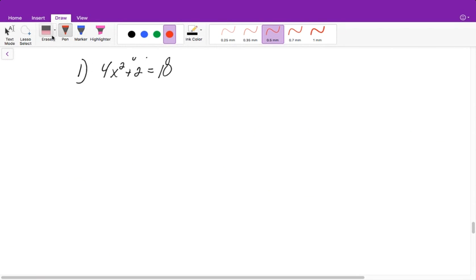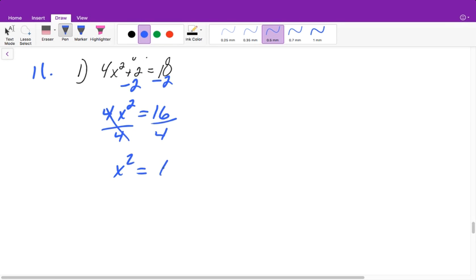All right, so this is our last page, which is page 11. So it will say solve by taking the square root. So we will first need to isolate our x squared. So we will get 4x squared is equal to 16. Then we will need to divide each side by 4. So x squared is equal to 4. And now once we isolate it, we take the square root.